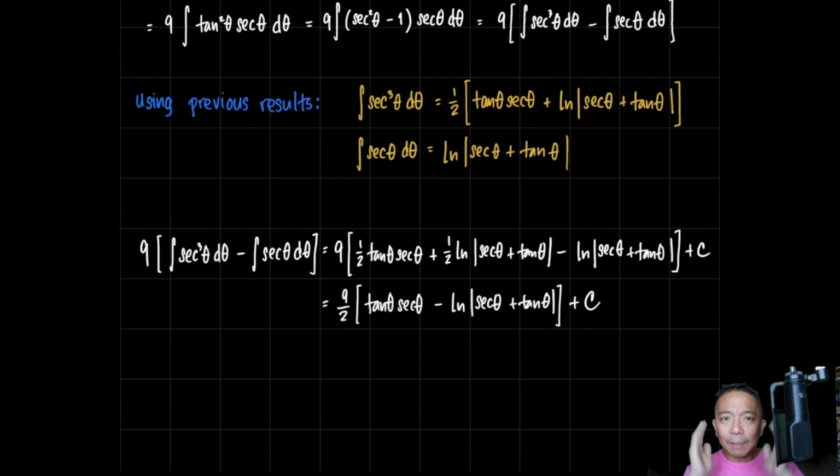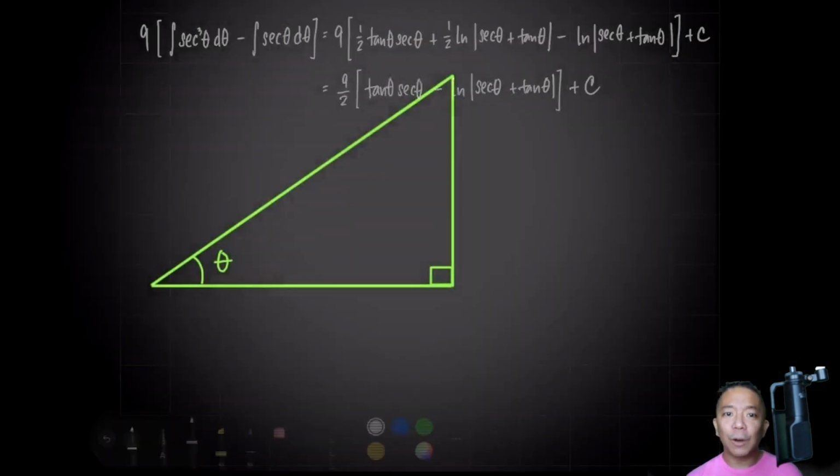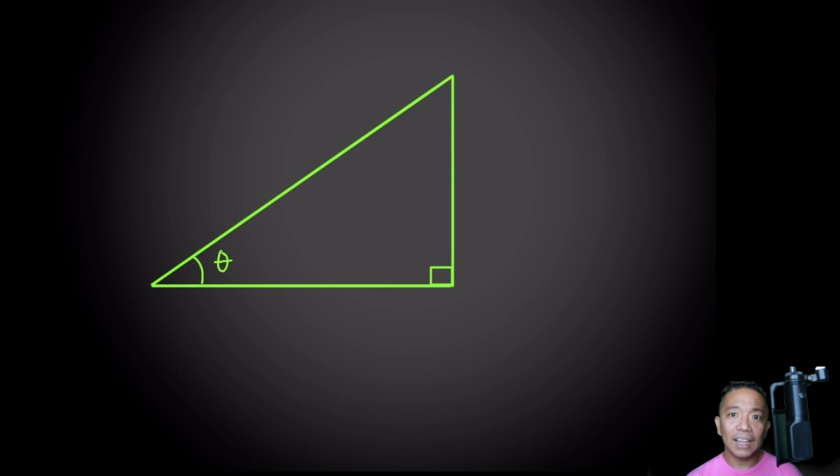So, again, tapos na tayo sa integrals. Tapos na tayo sa integration step. Pero hindi ito yung final answer kasi yung given sa atin ay in terms of x, hindi in terms of theta. So, we'll go again to our right triangle na theta. And remember, yung una nating substitution na ginamit ay x equals 3 tangent theta. That means that tangent theta is equal to x over 3.